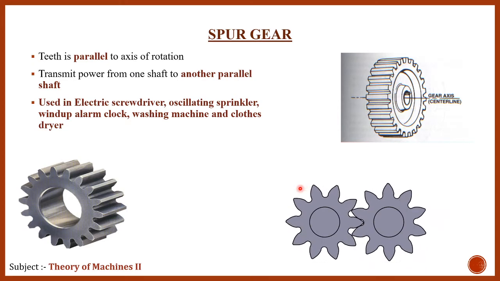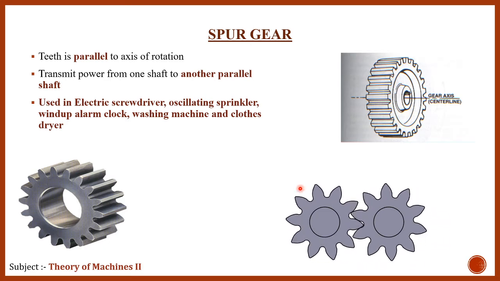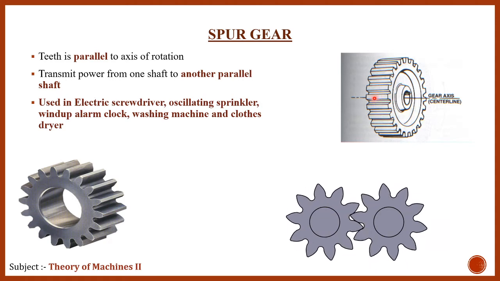Now we'll see the spur gear. The spur gear is a very commonly used gear, which has a lot of application in all types of applications. That means in agriculture equipment, automobile industries, everywhere. In the spur gear, the orientation of these teeth is parallel to the axis of rotation. All these teeth are parallel to the axis of rotation.